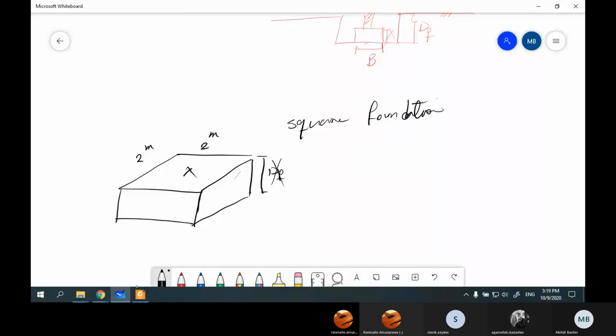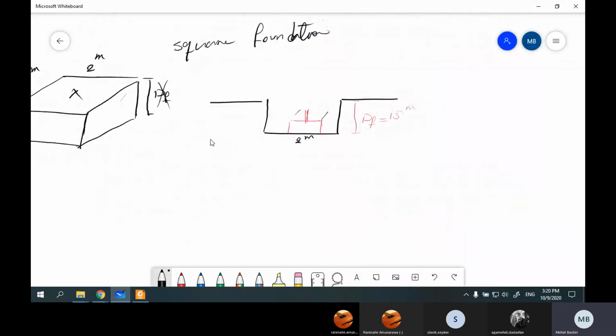So, for example, in our case, here, this is the 3D view, and this is our foundation. What was Df? 1.5 meter. The dimension is 2 meter, and the other one is also 2 meter.